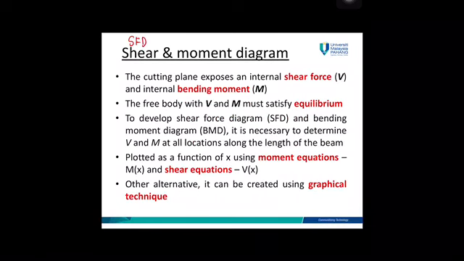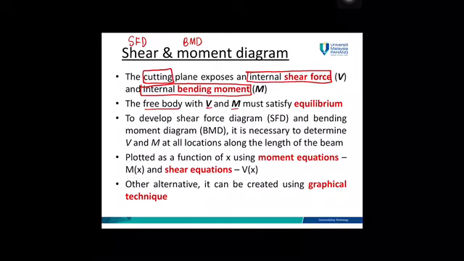SFD means shear force diagram, and bending moment diagram, or I call it as a BMD. So first, the cutting plane exposes an internal shear force and internal bending moment. So you need to cut in order for you to expose the internal shear force and also internal bending moment that I explained before. And then draw the free body diagram with V and M satisfy the equilibrium equation, which is summation Fy is equal to 0 and summation moment is equal to 0.